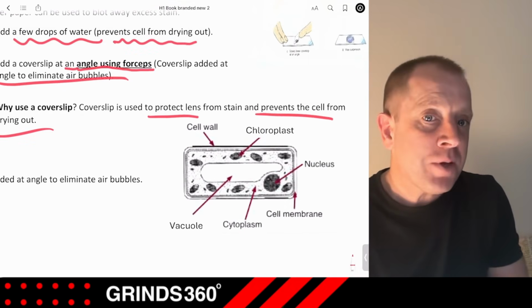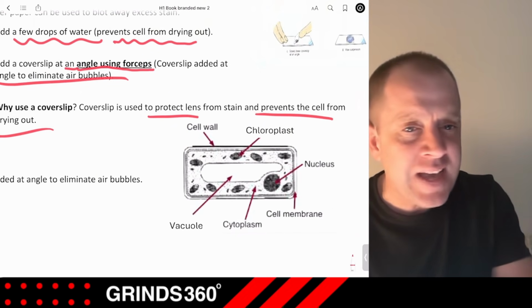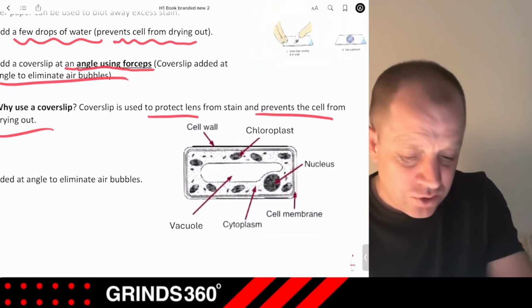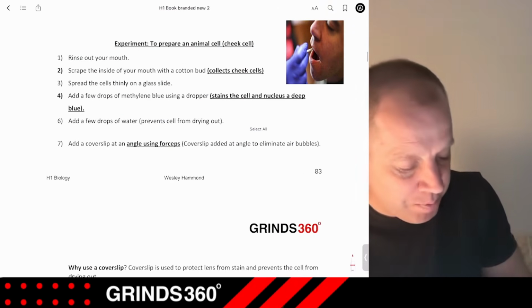Now, if they ask you to draw the plant cell, you draw the basic structure of the plant cell because you're only using a light microscope. You're not going to see the finer details like the ribosomes and so on. So you just draw that simple plant cell.